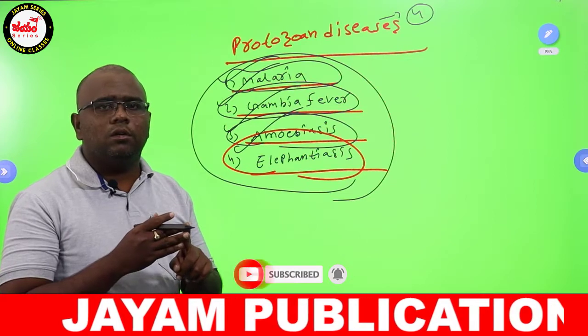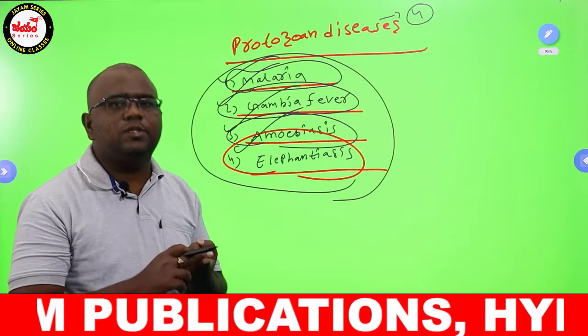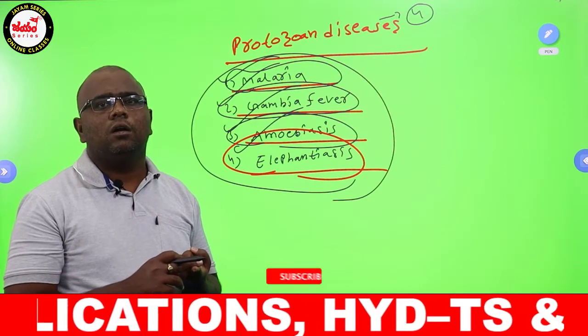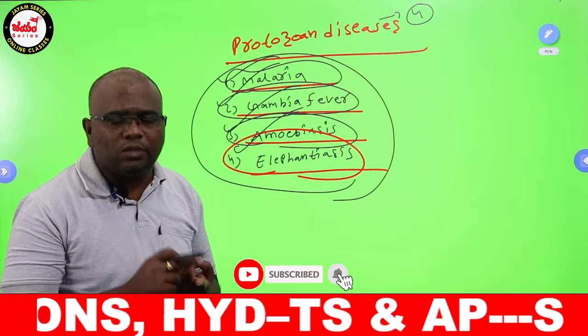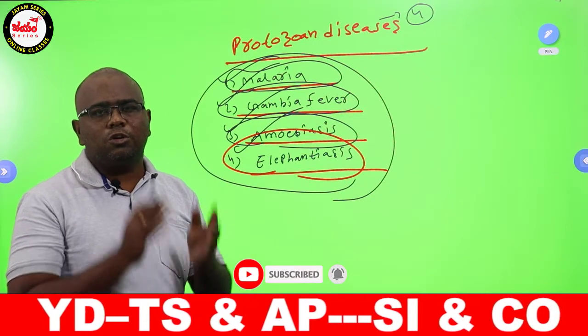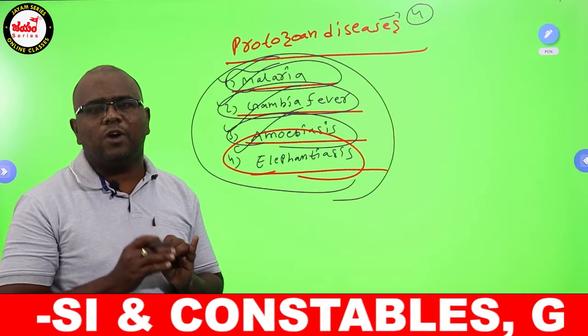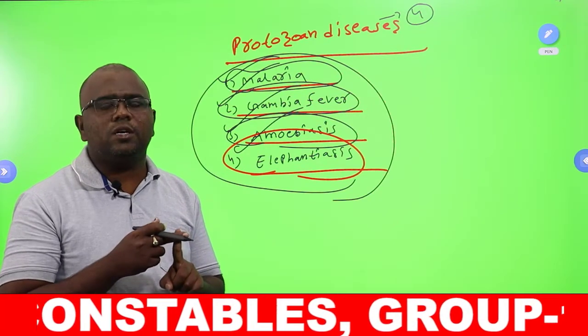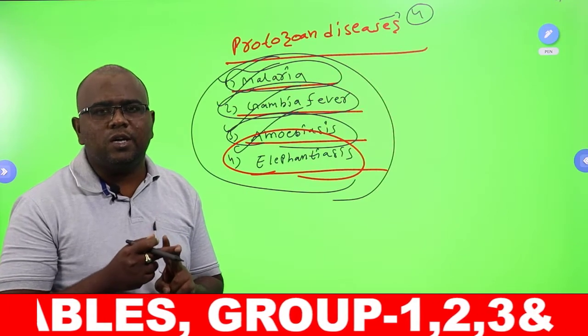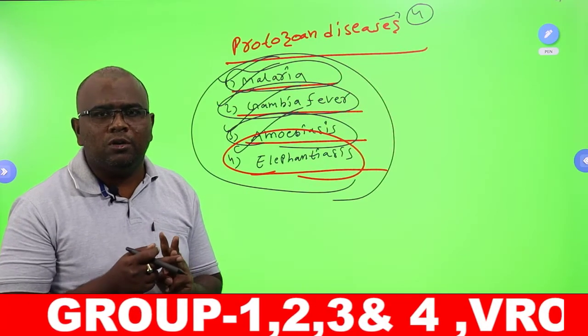And only bacterial diseases remain. There are four types of pathogens: bacterial, viral, fungal, protozoan. Viral diseases are completed, fungal diseases are completed, protozoan diseases are completed.